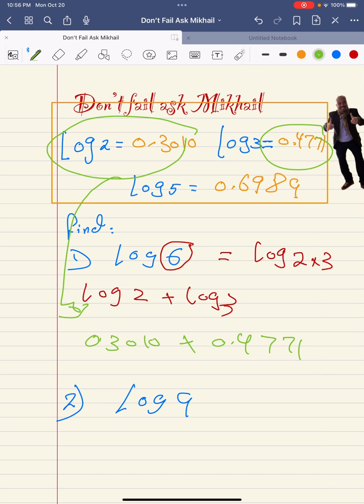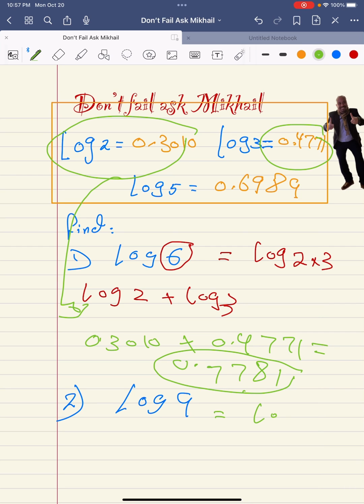And that will give me 0.7781 if I add them. And if you try to check in the calculator what log 6 is, it will equal 0.778. So the key for this lesson is how you break these numbers into small numbers using the property of logs. So what is log 9?